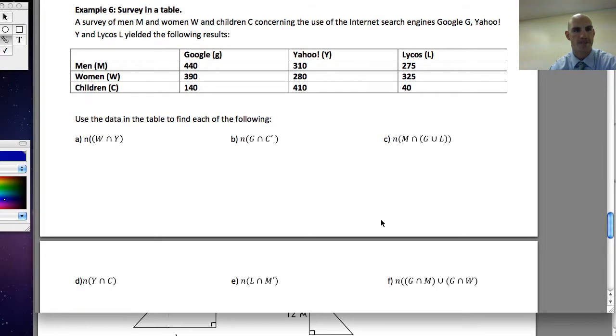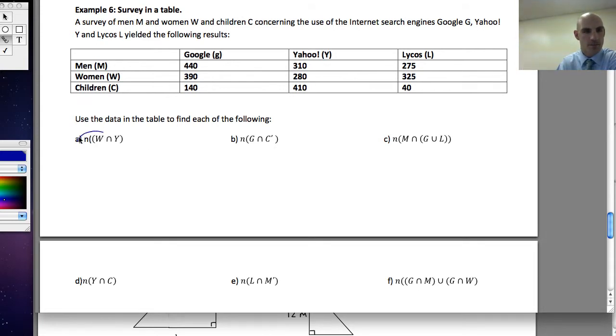Let's move to example 6. I really hope you're doing these examples because they can definitely be helpful in understanding these formulas. The next one is a table like you might see after doing a survey, which we will do. A survey of men, M, women, W, and children concerning the use of internet search engines Google, Yahoo, and Lycos yielded the following results. I have a chart outlining what each type of search engine had in terms of their users in this survey.